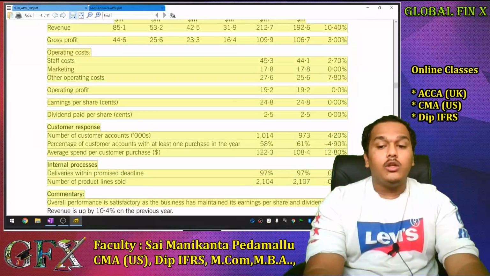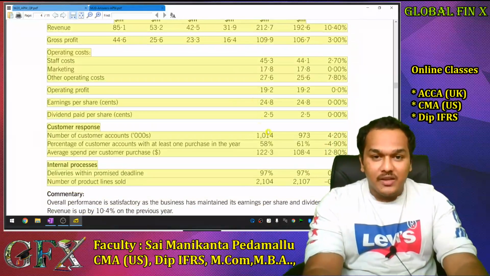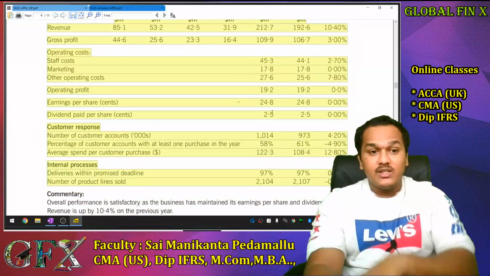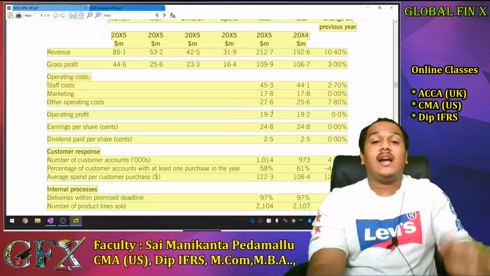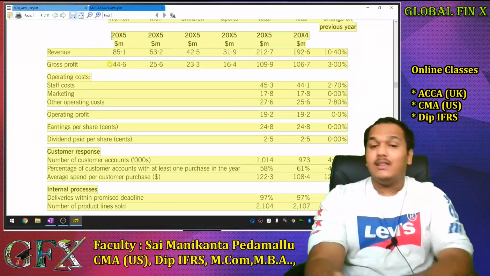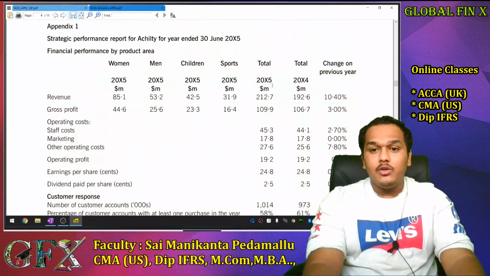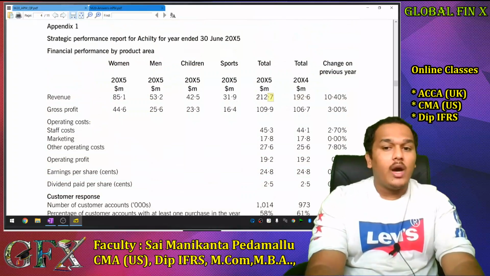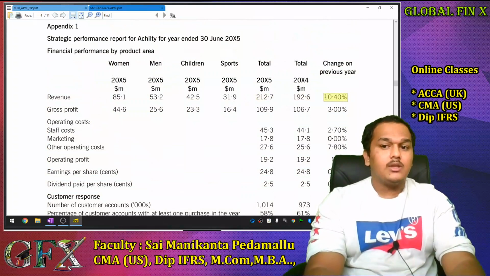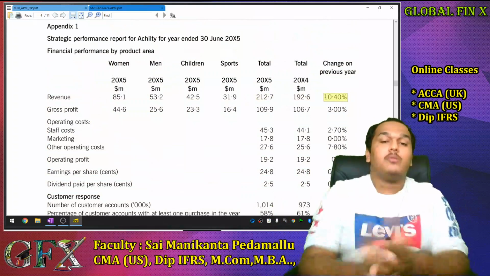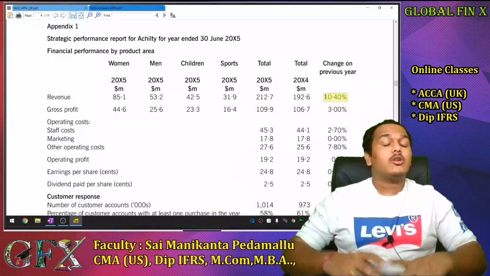They don't want you to look into these figures, identify these figures, analyze these figures and comment on these figures. They don't want you to do that. They don't want you to see the revenue has grown from 192 to 212. That means there is 10% growth. This shows that the company is doing more marketing, the company is attracting more customers.